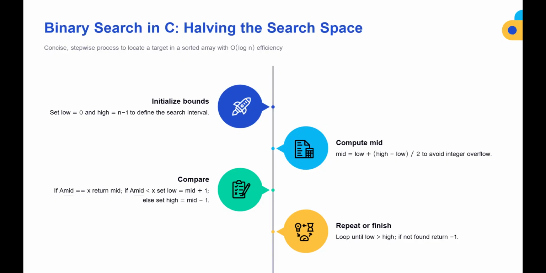Compare: if a[mid] equals x, return mid. If a[mid] is less than x, set low equals to mid plus 1, else set high equals to mid minus 1. Repeat the loop until low is greater than high. If not found, return minus 1.